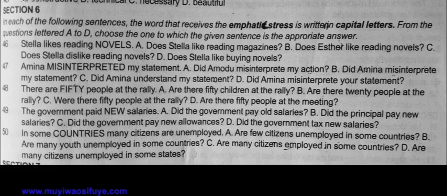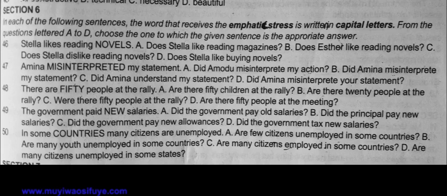Then option C, did Amina understand my statement? The question is saying, you can see that, did Amina understand my statement? You say no, Amina misinterpreted my statement. Because that answer is correct, because that question is the right question that the statement is going to answer. So when you say, did Amina understand my statement? The correct option there is option C.